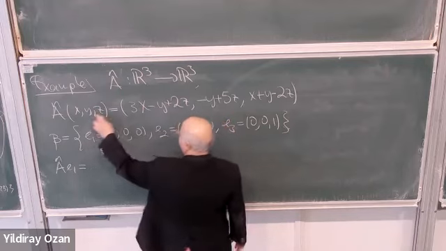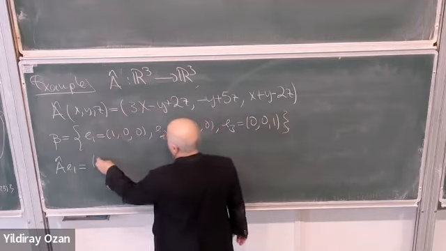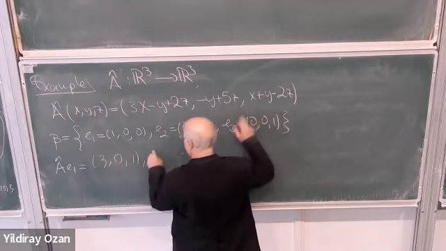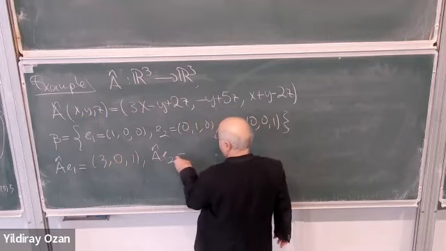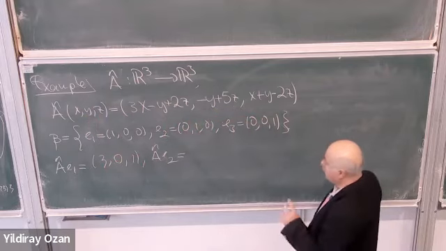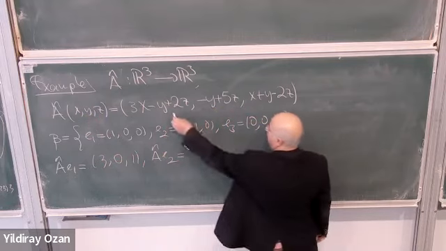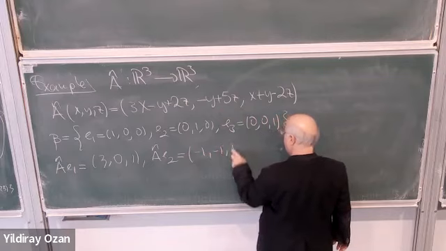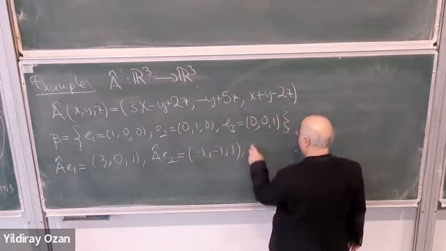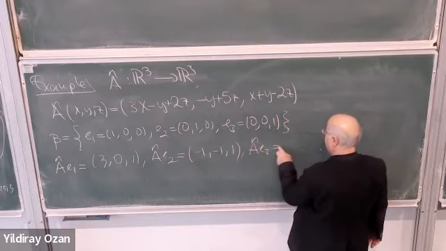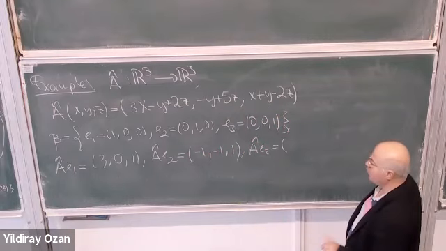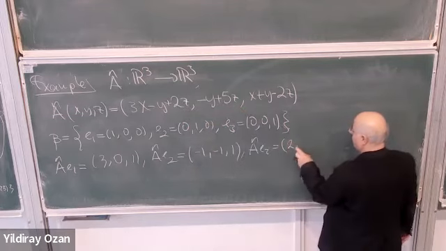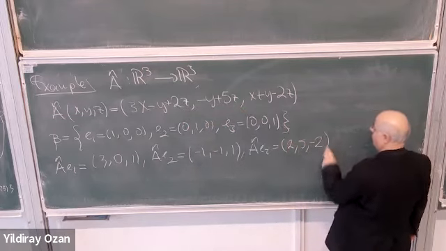So A hat e1 is just (3, 0, 1). A hat e2 is just (minus 1, minus 1, 1). And A hat e3 is (2, 5, minus 2). Okay.